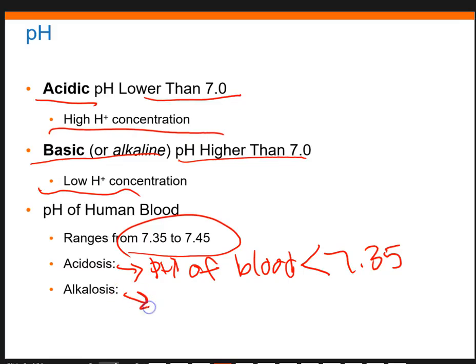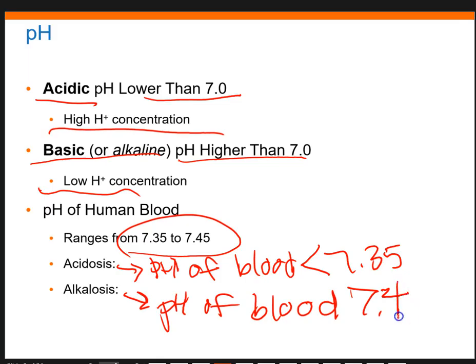Alkalosis is when the blood is too alkaline or basic. So that's when the pH of the blood is greater than 7.45. And these things can happen for multiple different reasons. They can happen when you're not breathing appropriately, when you're not breathing at the right rate and carbon dioxide builds up in your blood. You can end up with acidosis. These can happen because of severe diarrhea, metabolic disturbances. There are numerous things that can cause this. Kidney failure can cause issues with pH.